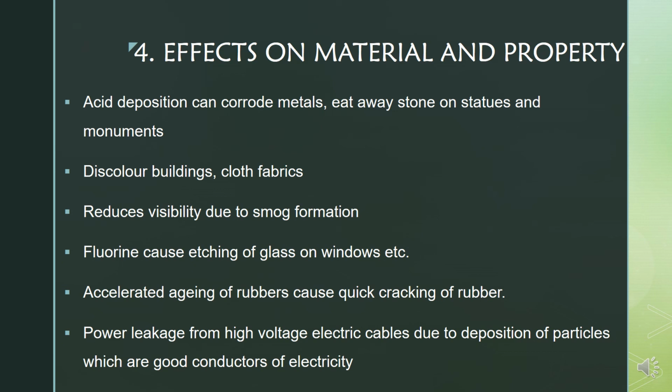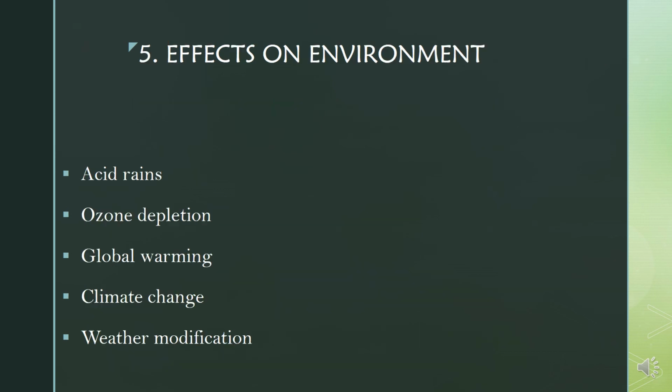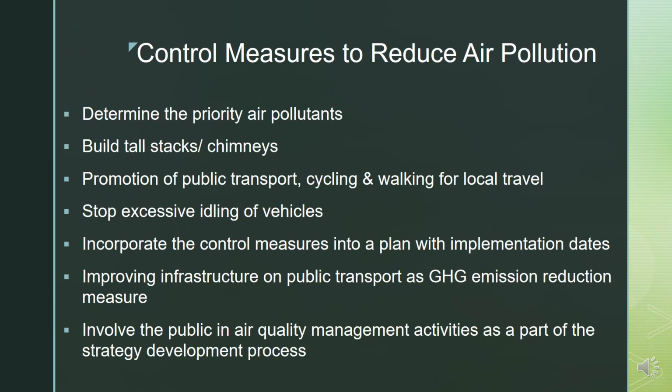Power leakage from high voltage electrical cables due to the deposition of particles which are good conductors of electricity. Next is effect on environment. Effects on the environment include acid rain, ozone depletion, global warming, climate change, and weather modifications. These are the effects which occur on the environment due to air pollution.